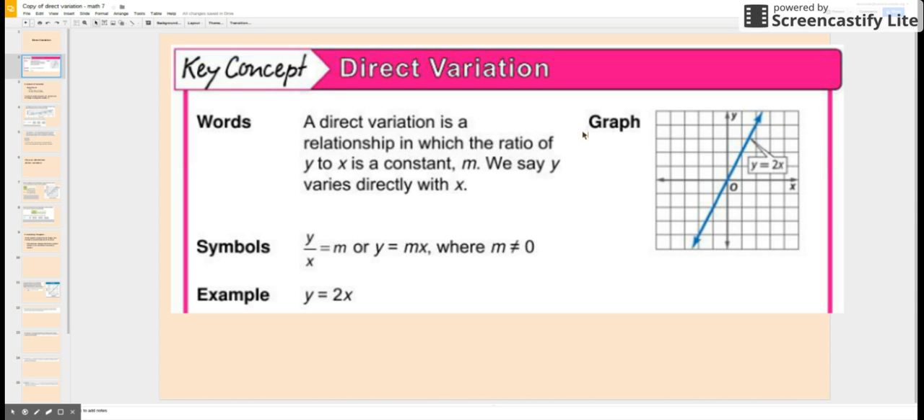So direct variation is just a relationship where the ratio y to x is constant, m. We say that y varies directly with x. So here's an example, y to x equals m or y equals mx. You'll see this often, and here's another example, y equals 2x. In other words, the ratio y over x shows a constant variation.